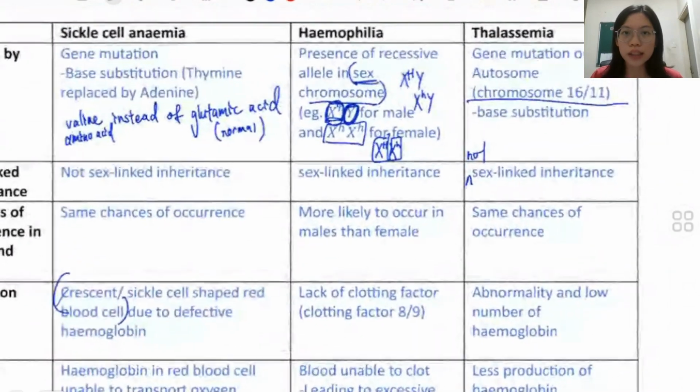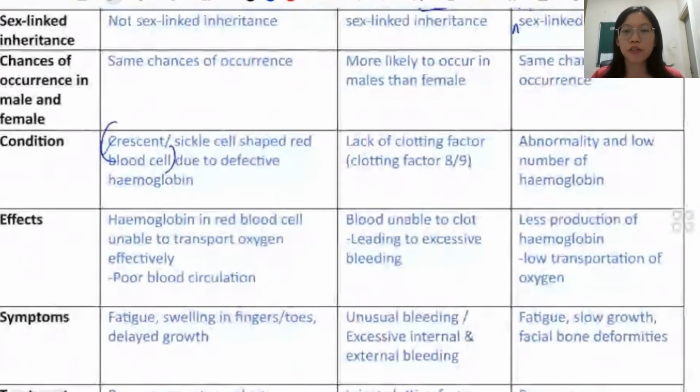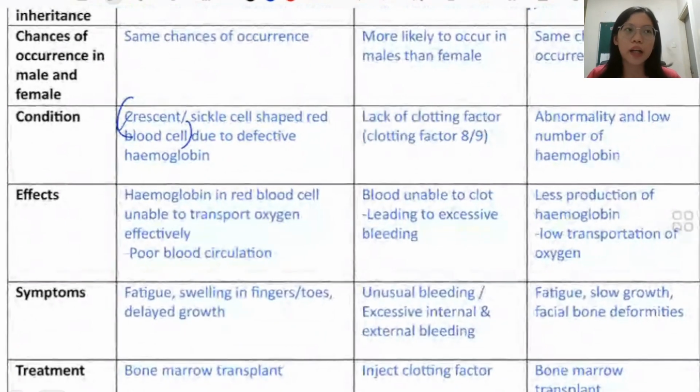Meanwhile, for thalassemia, it's because of abnormal hemoglobin and low number of hemoglobin. So the amount of hemoglobin produced is very low and the hemoglobin is very abnormal. It can't really transport oxygen effectively.